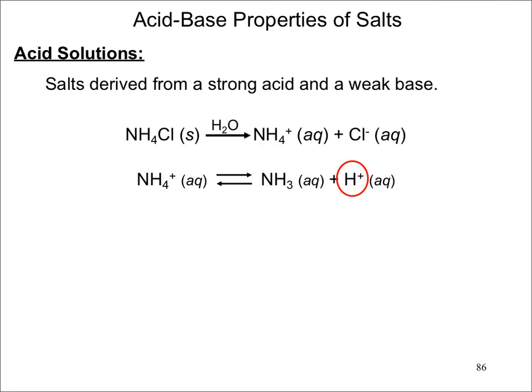Solutions derived from a strong acid and a weak base. We've already gone through this. NH4Cl, when it dissolves in water, gives us ammonium ions and chloride ions. The ammonium ion is a stronger conjugate acid.